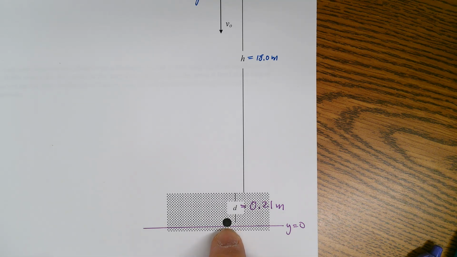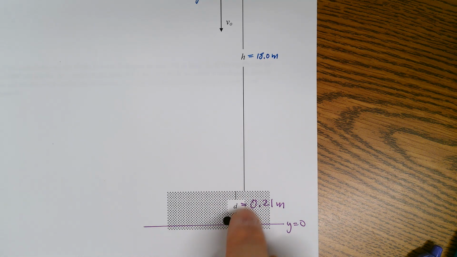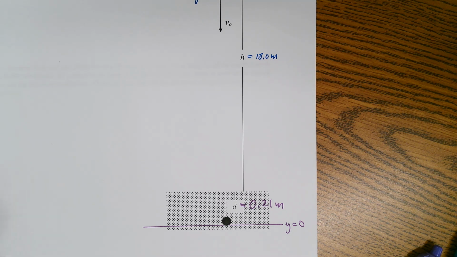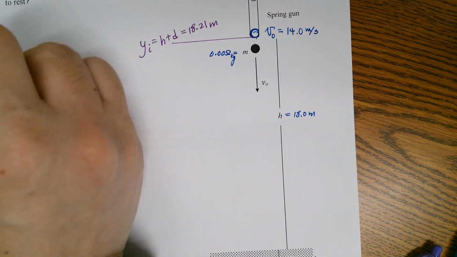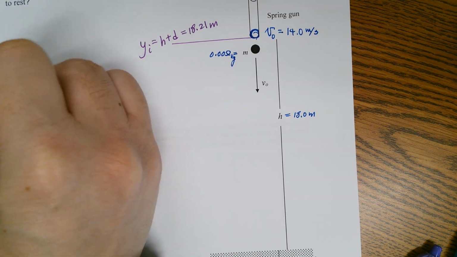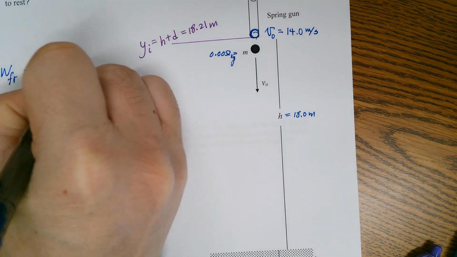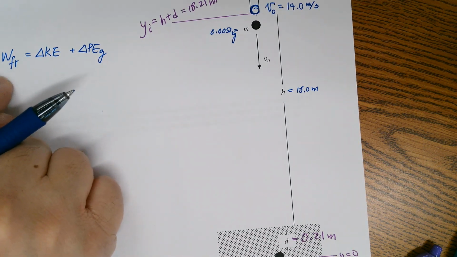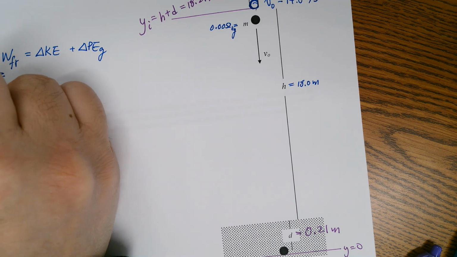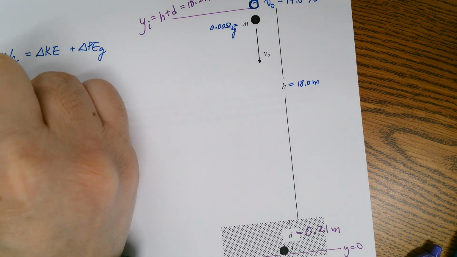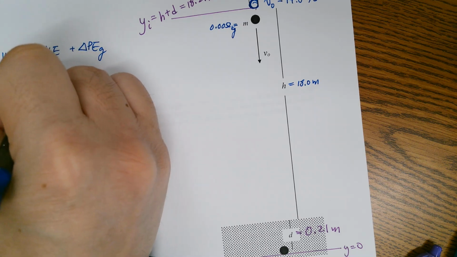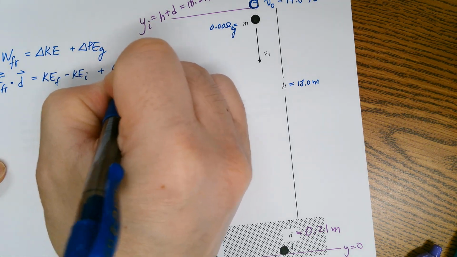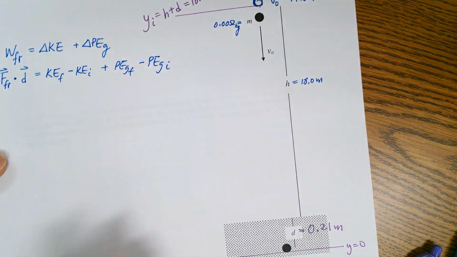Right? Where did it all go? It all went into heat, work done by friction. Okay? Therefore, we can say work done by friction is equal to the change in kinetic energy plus the change in gravitational potential energy. So what is work done by friction? Work done by friction is force friction dot d in our case, which is equal to kinetic energy final minus the kinetic energy initial plus gravitational potential energy final minus gravitational potential energy initial.